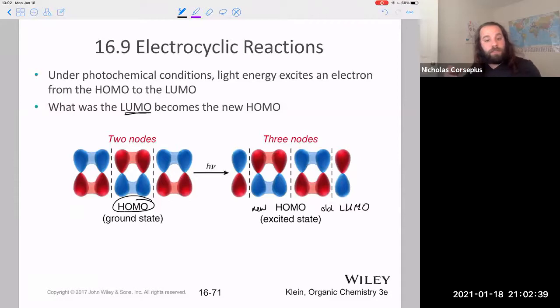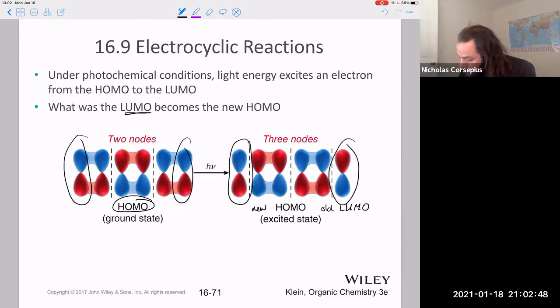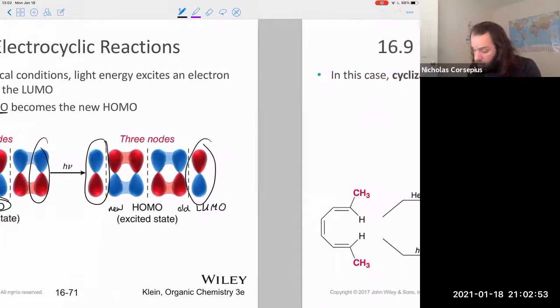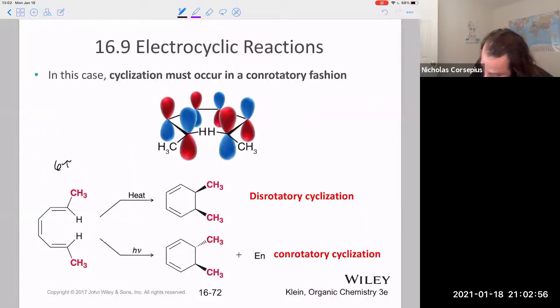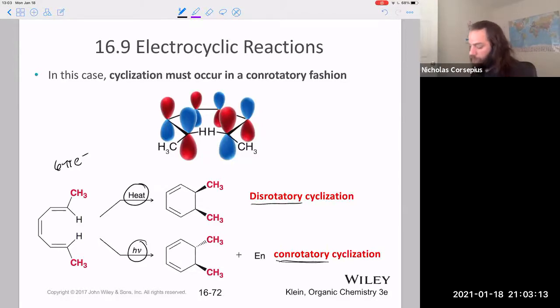And so notice that what that's going to do is change the phase of those outermost orbitals, such that when they were in the ground state, they used to be of like phase, but now in this excited state, they are of unlike phase. Okay, so that means that when we start out with these 6 pi electrons and we catalyze by light, we would lead to a conrotatory cyclization, whereas if we had started with heat, it would have been the disrotatory, right?